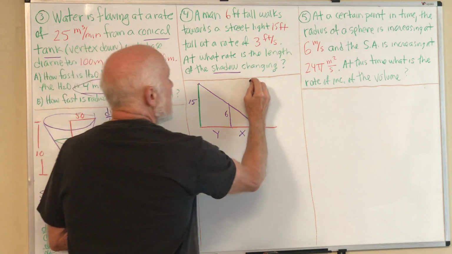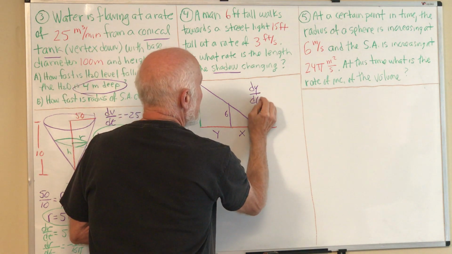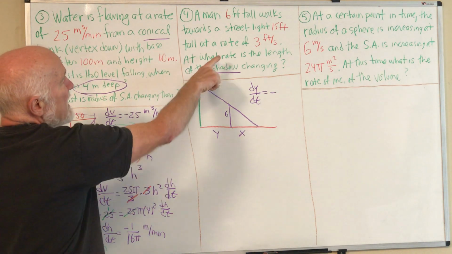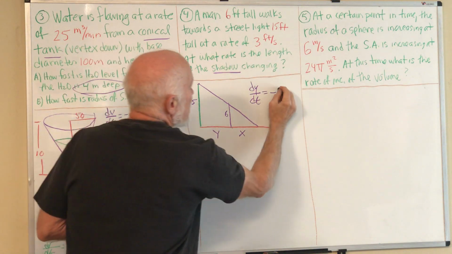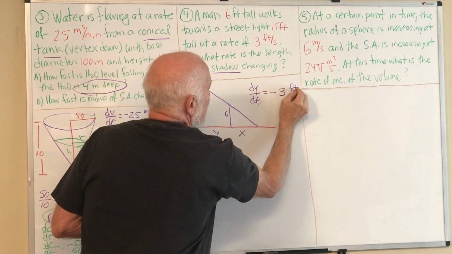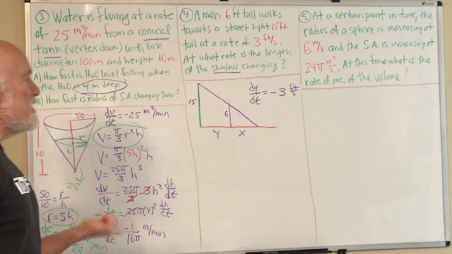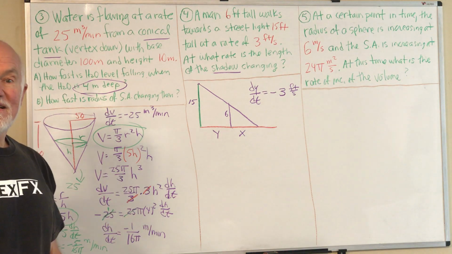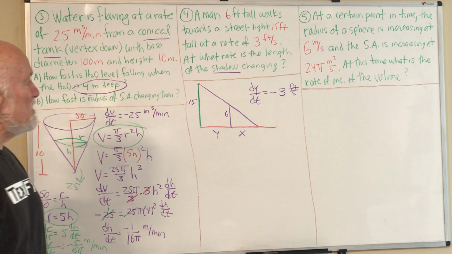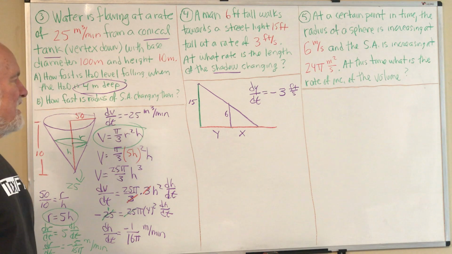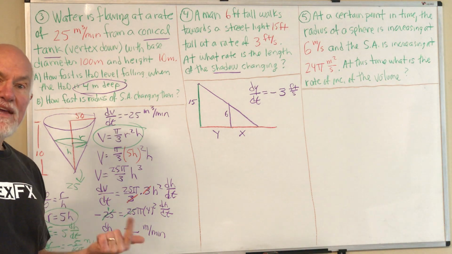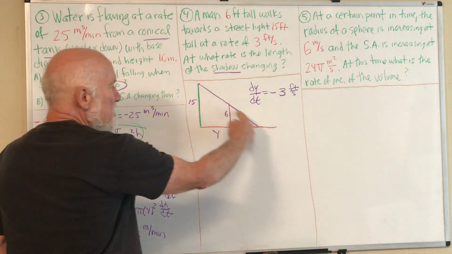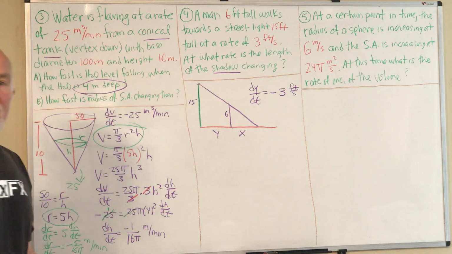And what do we know? We know that dy dt, it's negative because it's getting smaller, and he's walking at a rate of 3 feet per second. So that's what we've got to work with. What are we trying to find? We're trying to find dx dt. We need a relationship between x and y. And your first thought, with all these right triangles, the Pythagorean theorem might be the way to go. But we know nothing about the hypotenuse.